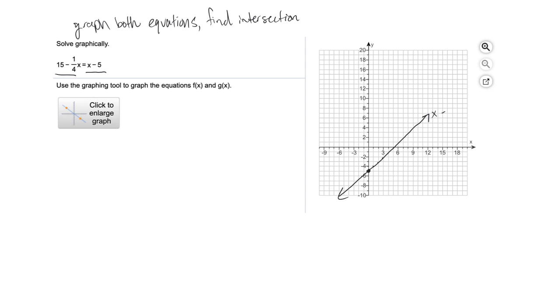All right, so x minus 5. We'll make the other one red. So this has a y-intercept of 15, and then slope of -1/4. So down 1, to the right 4. Down 1, to the right 4.